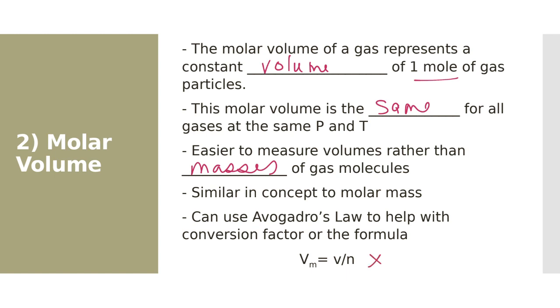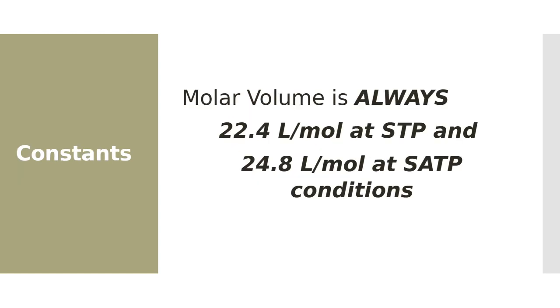Here's the formula that you need for molar volume. This is our constant right here, and we're going to learn the 2 constant values in a second. And then these would be our actual volumes and mole values depending on the conditions that you set up. So we only deal with molar volumes at STP and at SATP conditions, and they're always the same volume.